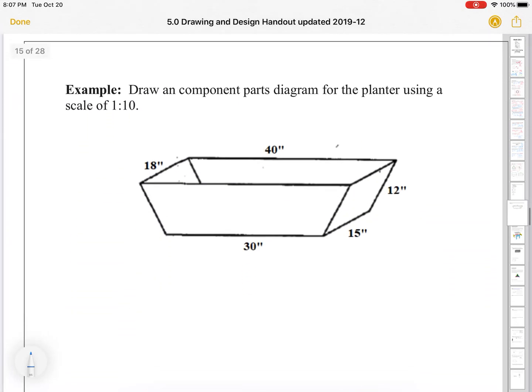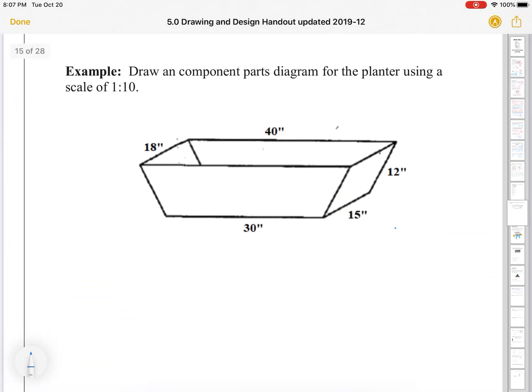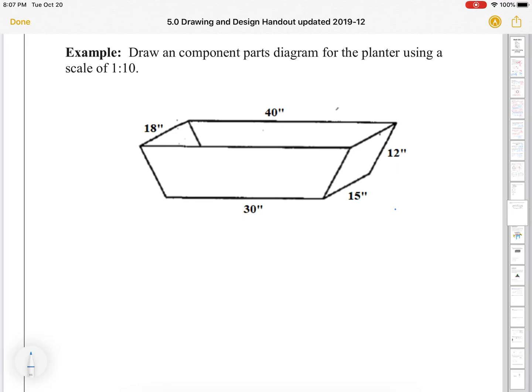So we're going to draw a component parts diagram for a planter using a scale of 1 to 10. So remember, that means our scale factor is 1/10, which is equal to 0.1. When we sketch this planter, we're going to draw all the pieces to scale. So if this is our planter, let's figure out what all those measurements are.